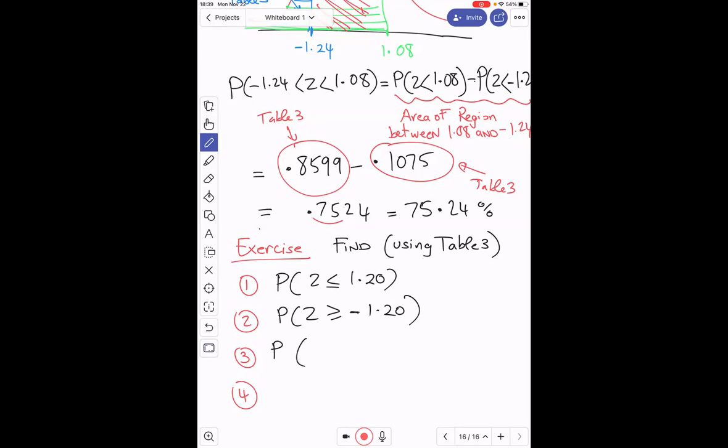Probability that Z is between negative 2.18 and negative 0.42. And then the last one, probability that Z is between, let me see, here are some positive numbers, for example, negative 2.20 and 1.40.